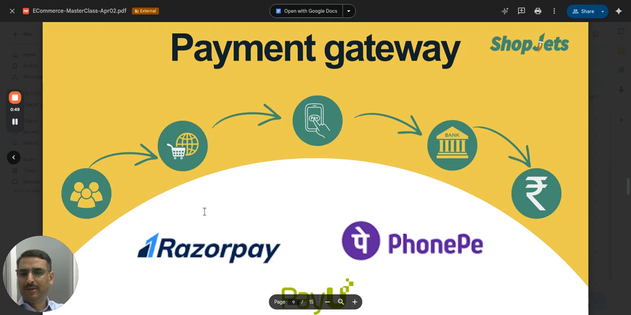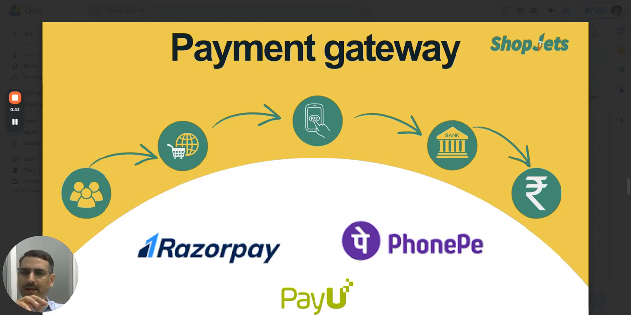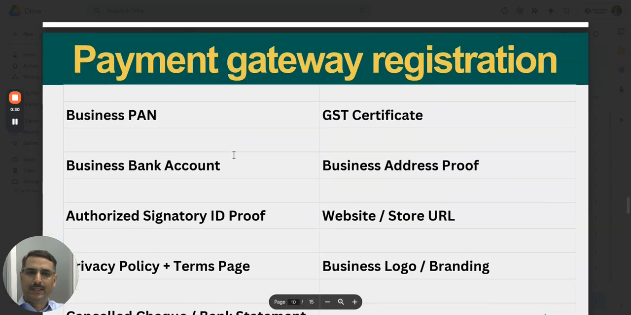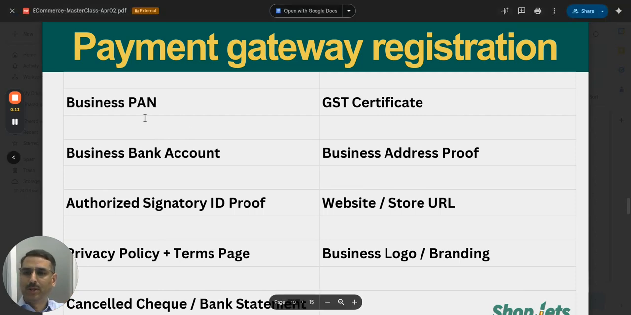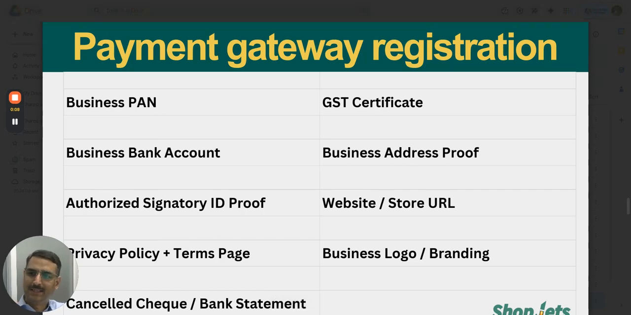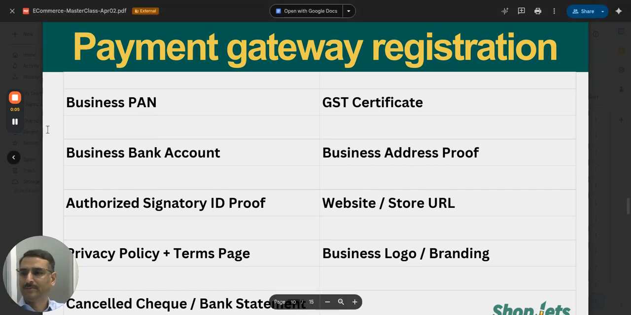So the common options that we have here are Razorpay, PhonePe, PayU, and things like that. In India, Razorpay is the most popular payment gateway for e-commerce applications, and their onboarding process is very swift. You can get started with the registration, and you will be getting the details of your payment gateway within a week. So for the payment gateway registration, these are the documents that are required. And once you have all of these documents ready with you, you can reach out to them and they will be issuing your payment gateway IDs. And once that is ready, it can be integrated into the e-commerce software.